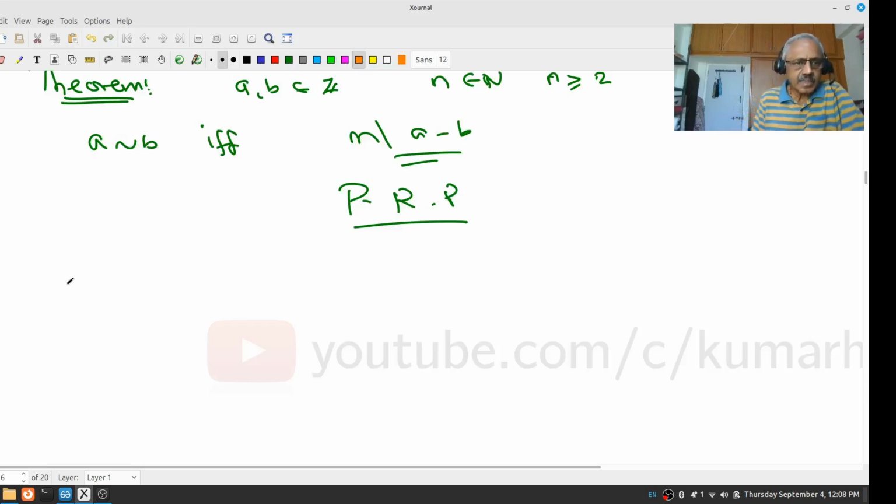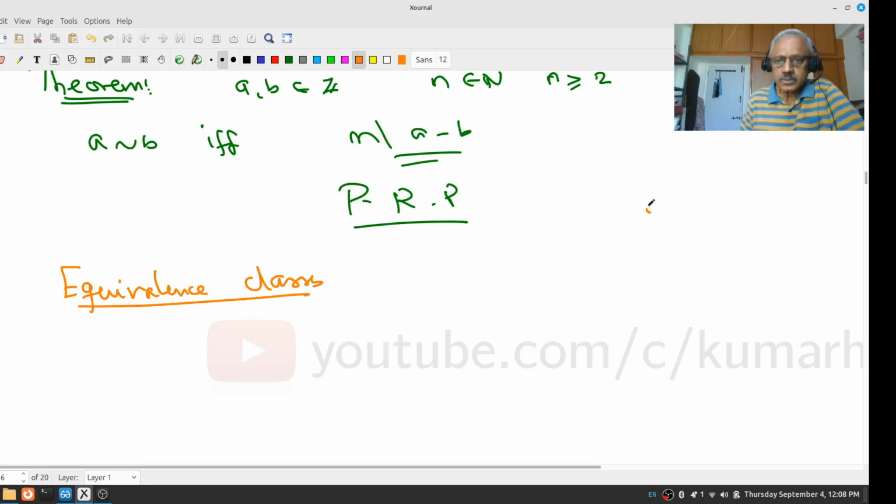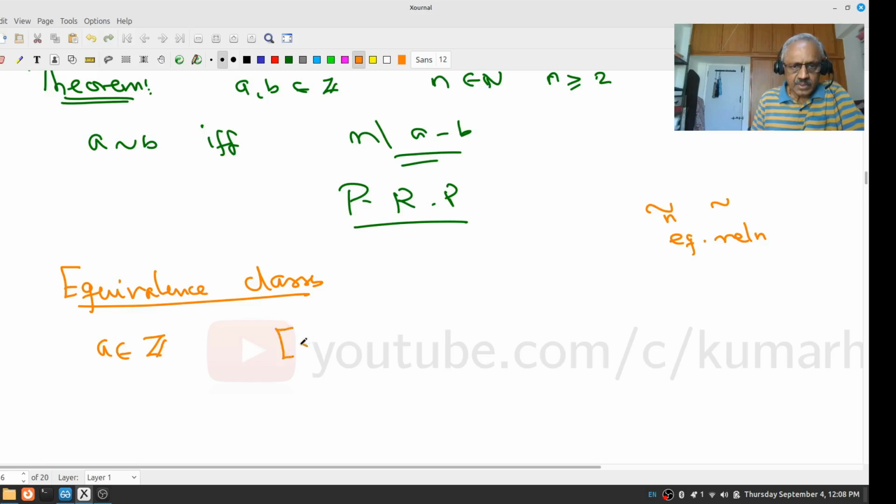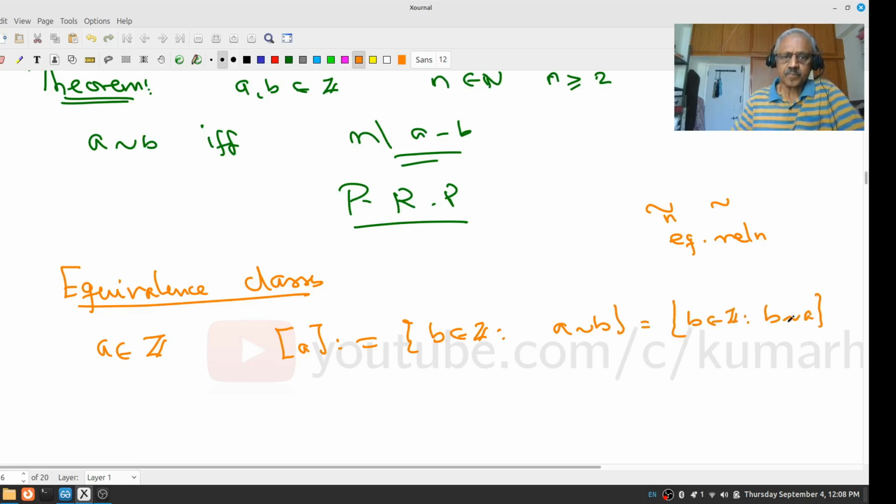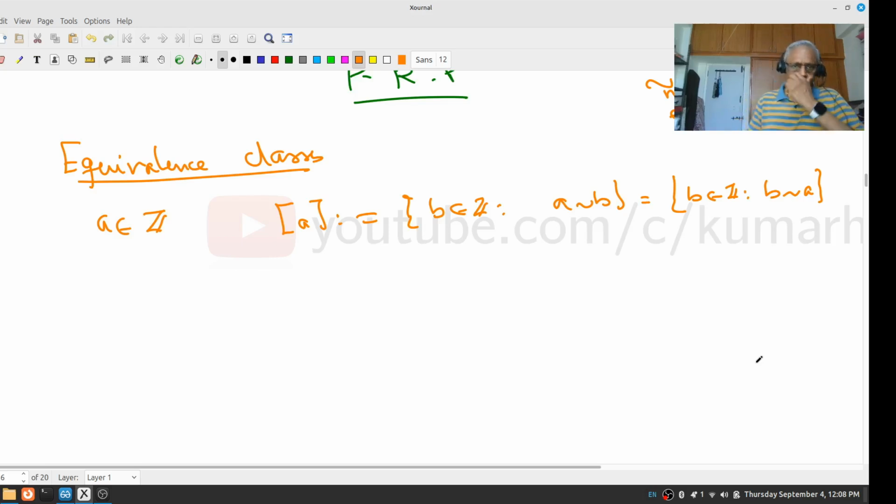Now we are ready to define equivalence classes. So we saw this is an equivalence relation. Okay. So if you give me an integer A, then the equivalence class of A is the collection of all integers B, so that A is related to B, which is the same as B in Z, so that B is related to A. Right? You understand that?